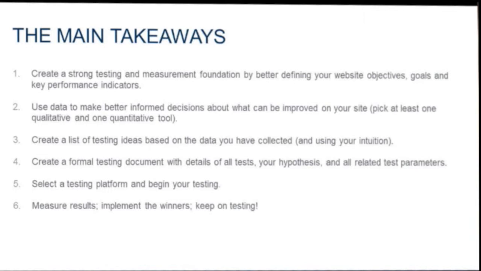And it's really a roadmap. It's going to take you. And maybe you only have 3-4 tests on it to start out. But over the course of several months, that could grow to 60, 70 tests you want to perform. So now it becomes important to start prioritizing and documenting everything in a formal testing document. Select your testing platform. I recommend Optimizely. And then measure the results, implement the winners, and rinse and repeat.